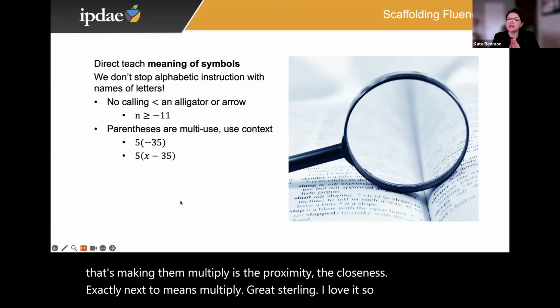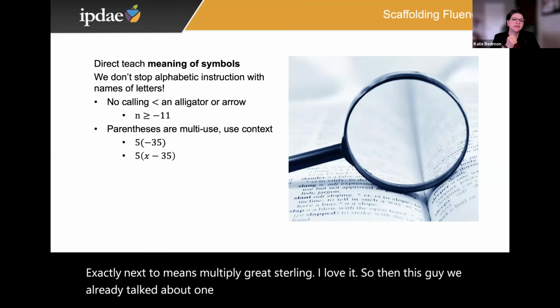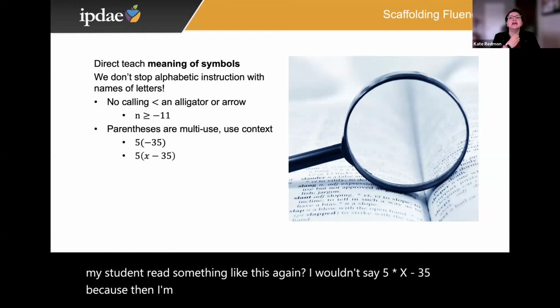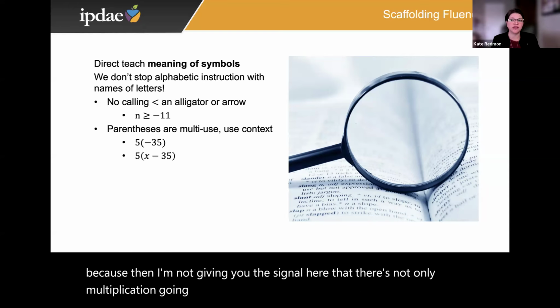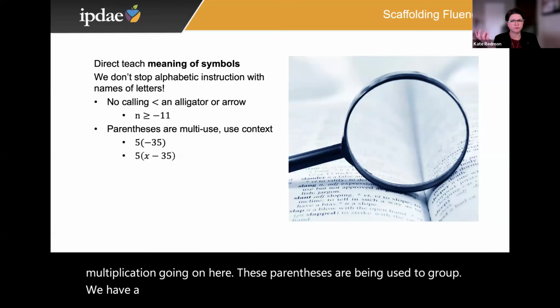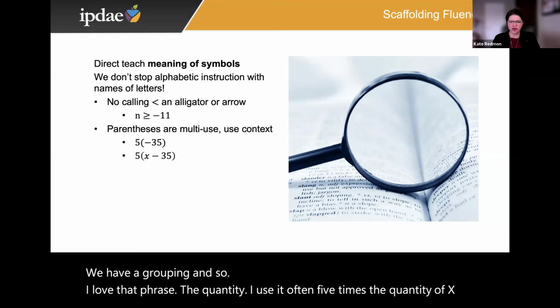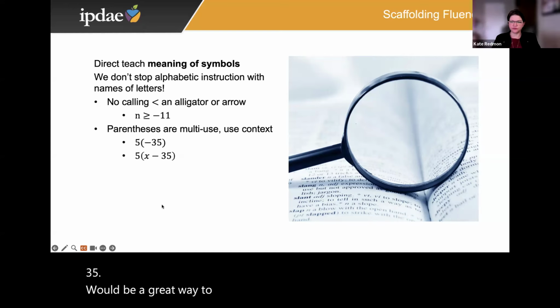So then this guy, we already talked about one like this, so I won't stay on it. But how would I have my student read something like this? Again, I wouldn't say 5 times x minus 35, because then I'm not giving you the signal here that there's not only multiplication going on, these parentheses are being used to group. We have a grouping. And so I love that phrase, the quantity. I use it often. 5 times the quantity of x minus 35 would be a great way to go.